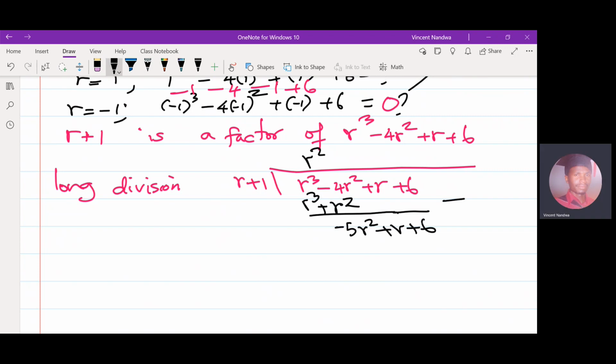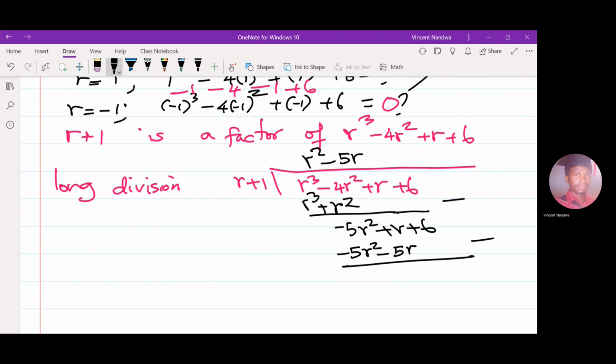Next, what should we multiply by r to get minus 5r squared? Minus 5r. So minus 5r by this will be minus 5r squared, and then minus 5r.